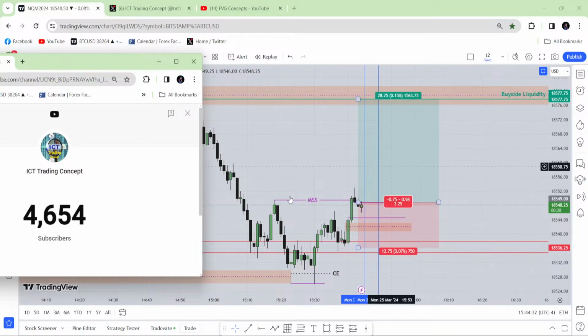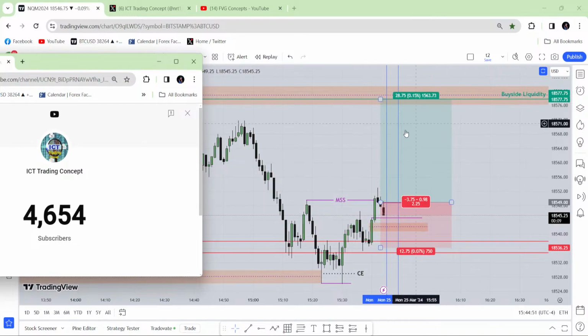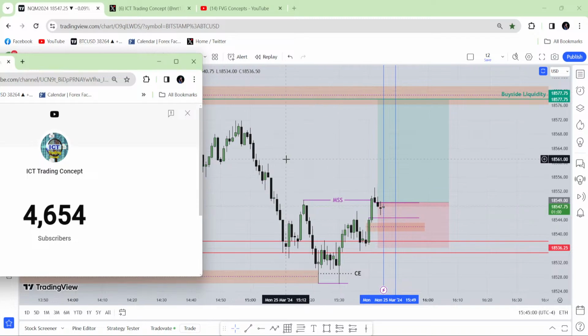Boom, boom, boom. I got 54 points. The amount hit my 50. I'm really happy. Now there is a 15-minute fair value gap above. Market might react from there. Nothing's wrong with that. But as I'm bullish, I'm not giving priority to the bearish fair value gap.